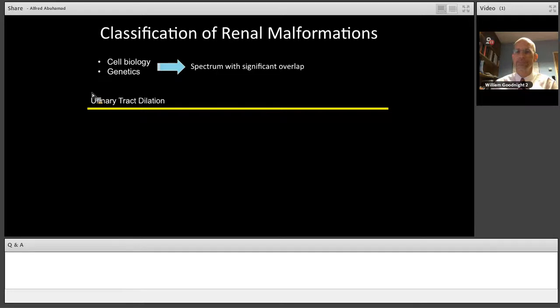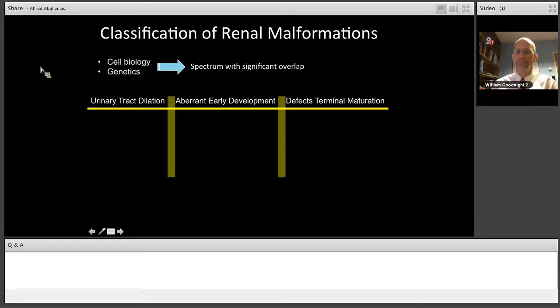You come up with urinary tract dilations, aberrant early development, meaning the early development of the kidneys did not go the way it should, or, after the kidneys have been developed, some terminal maturation issues that resulted in some defects. Although they are kind of distinct, there's significant overlap between them. And what I want you to focus on is that spectrum with significant overlap. What looks like a dilation on ultrasound, if it is severe, can end up with a lot of dysplasia and so forth.